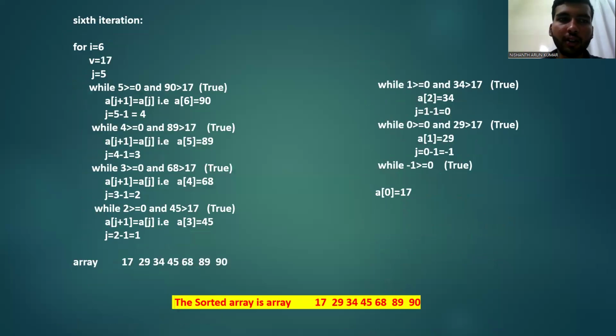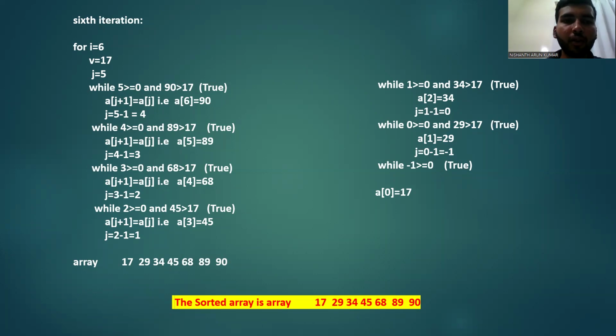Then the last iteration is for I is equal to 6, V is equal to 17, J is equal to 5. While 5 is greater than or equal to 0 and 90 is greater than 17, it becomes true. So that E of j plus 1 is equal to E of j, so that E of 6 is equal to 90. J is equal to 5 minus 1, which is equal to 4.